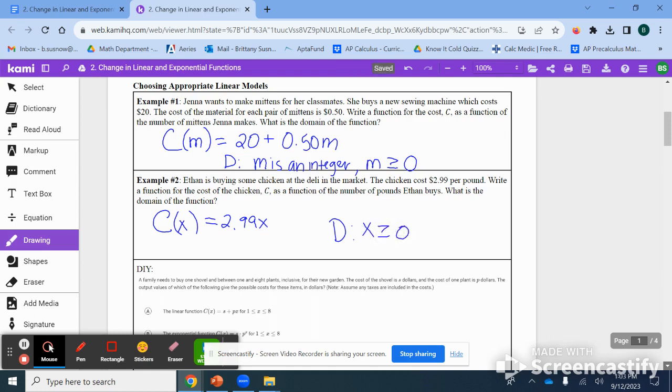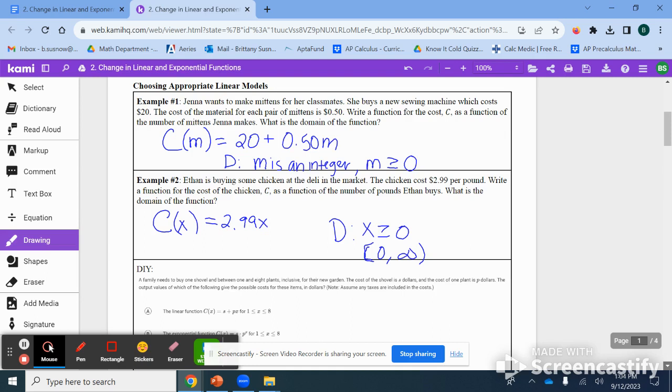I don't have to say that statement though, because you're able to have a decimal for your chicken pounds. You can also write it in bracket 0 infinity if you wanted to. It's the same thing. I would suggest not doing that for example 1. Well, I guess it doesn't matter as long as you have m as an integer, and then you could write it like that. That's fine. But you have to specify in example 1 that it has to be an integer, versus here, it could be anything.